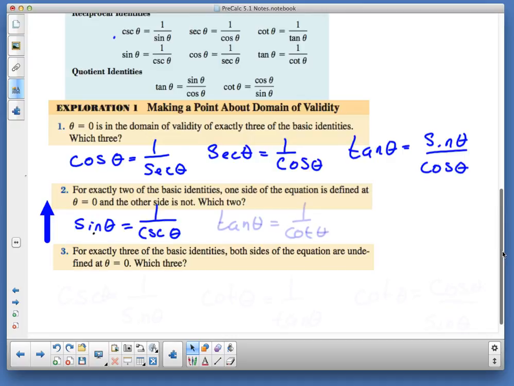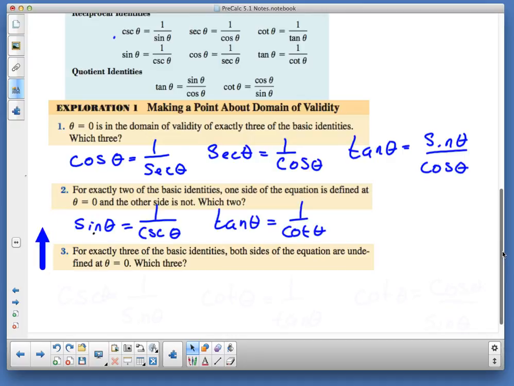And the other side of it was tangent of theta. When I do tangent of theta equals 1 over cotangent of theta, it works on tangent of theta because that's sine over cosine. But cotangent of theta is cosine over sine, and with sine being 0, it's undefined.